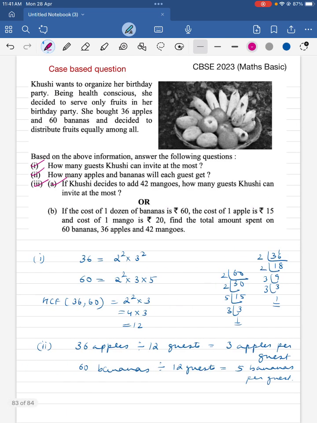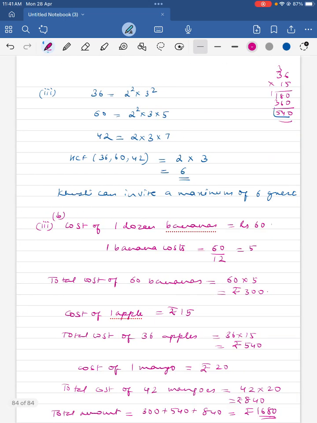Okay, so to sum it up, Khushi can invite 12 guests initially, and each guest would get 3 apples and 5 bananas. But if she adds mango, she can invite 6 guests. And the total cost for all the fruits is rupees 1680.